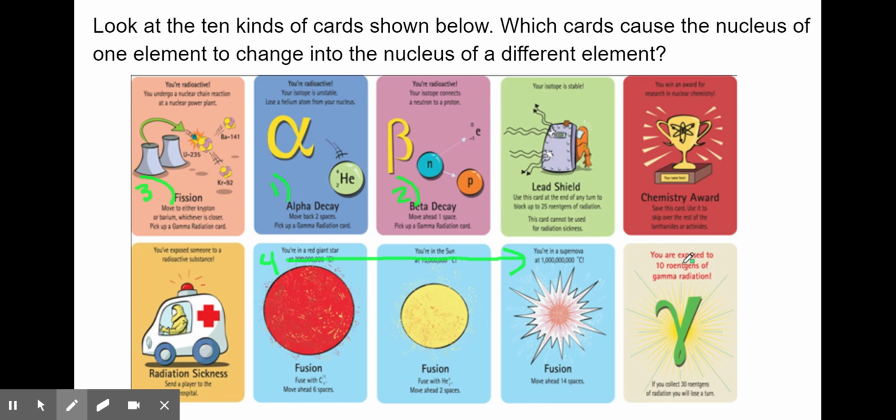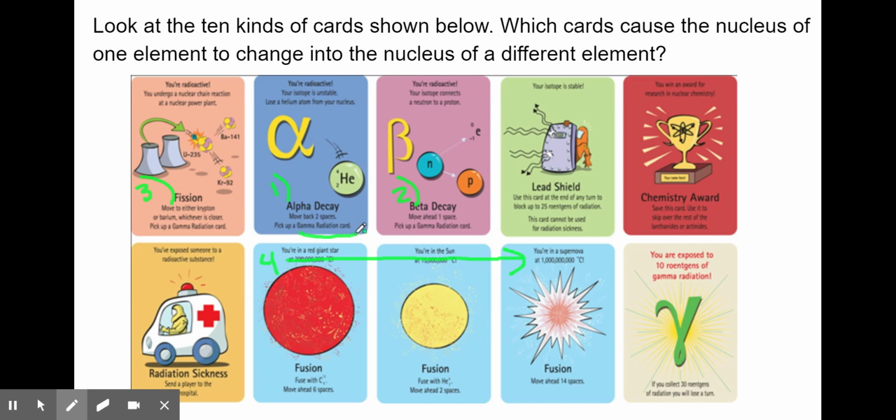If you are playing the game and you draw an alpha decay card, you read the description. It says your isotope is unstable. You lose a helium atom from your nucleus. It tells you to move back 2 spaces. Well, does that go along with what you just learned about alpha decay and alpha particles? In alpha decay, your atomic number goes down by 2. So if you put your finger on an element on the periodic table and you need the atomic number to go down or decrease by 2, you're going to move backwards.